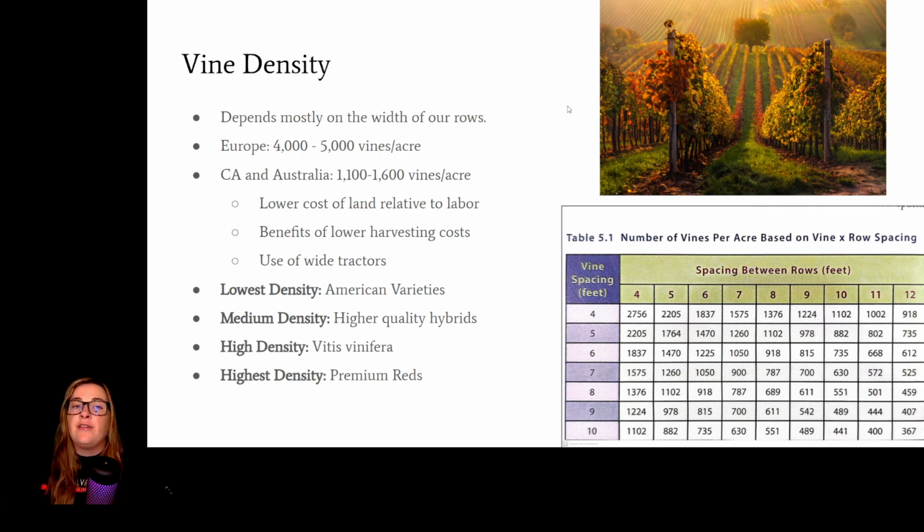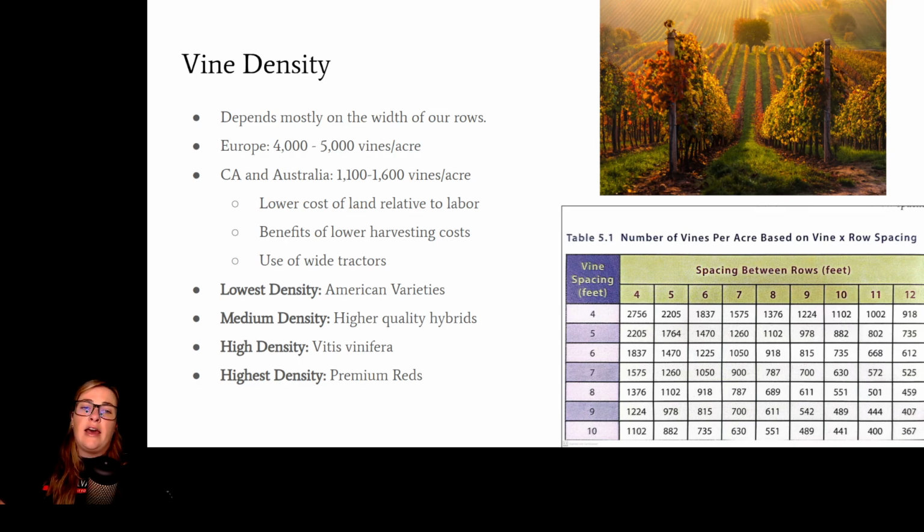Next, we have vine density, right? So vine density is a combination of how closely you plant your vines together and how close your rows are together, right? So a lot of what comes into play is the width of the rows, which makes the biggest impact on this number. In Europe, you'll see easily 4,000 to 5,000 vines per acre, which is crazy. In California and Australia, generally we have 1,100 to 1,600 vines per acre, and that is because we have a lower cost of land relative to labor.